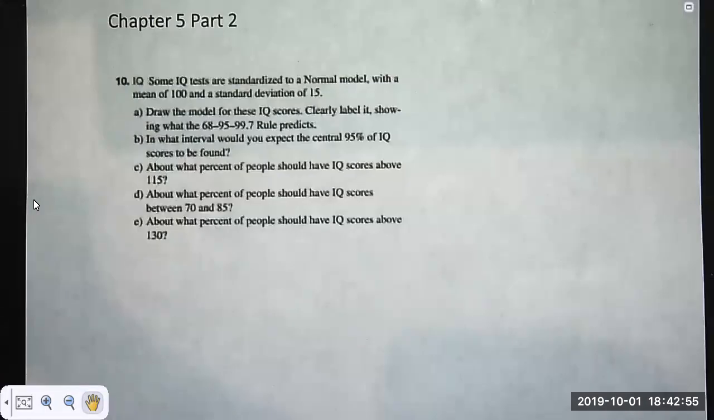All right, so here we're doing some IQ tests. Question? Rescaling, so like multiplying all the data values by 3 or stuff like that. Yeah, you will need to know about that.